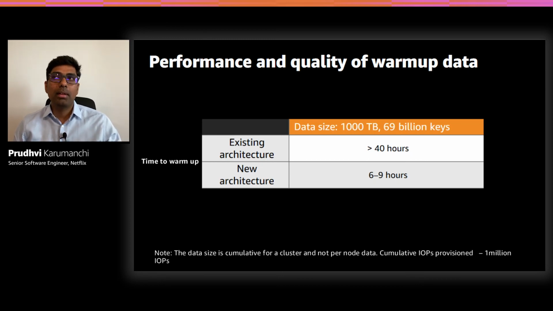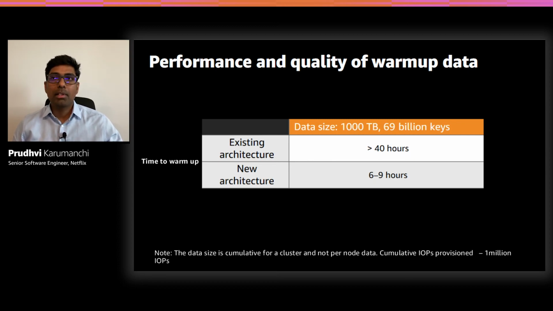At that time, we experimented with multi-attach EBS and we deployed it. It is running in production as of today. And we were able to warm up that same cluster in 6 to 9 hours, which is a huge win for us. Performance is one aspect of it. The other thing is the quality of warm-up data. With the existing, or V1.0, architecture, we saw a lot of cache misses because not all the data got warmed up. Whereas with the new architecture, it's pretty much close to 99.99% reliable. So the quality of warm-up data has also been significantly good.